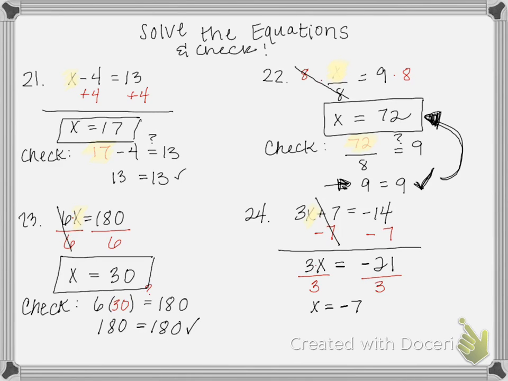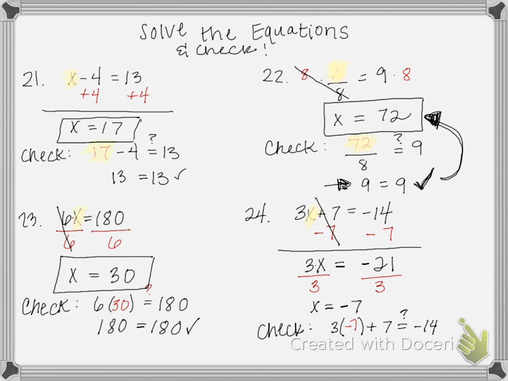So we think that our x equals negative 7. We're going to go ahead and check it. It might get a little squished here, but I'm going to try to squeeze in our check here. I rewrite my original equation, but I take the x out and I plug in what I think the solution is, which is negative 7.